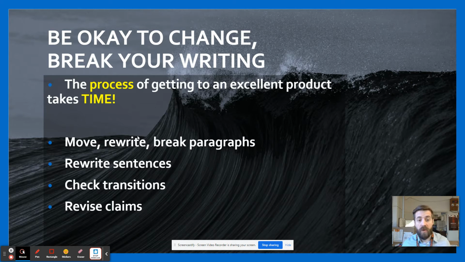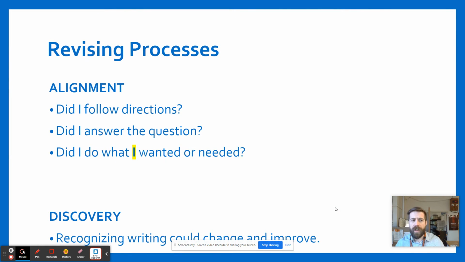So be willing to move, rewrite, break paragraphs, rewrite sentences, double check your transitions, revise your claims and your theses and your topic sentences, and realize that any change you make might affect changes down in the rest of your essay too. So you really need to give yourself time to revise and edit and change things. And that's okay, that through this process of revision, you're going to become a stronger writer and your product's going to get stronger. So there's definitely a process to this, some steps that you want to take.